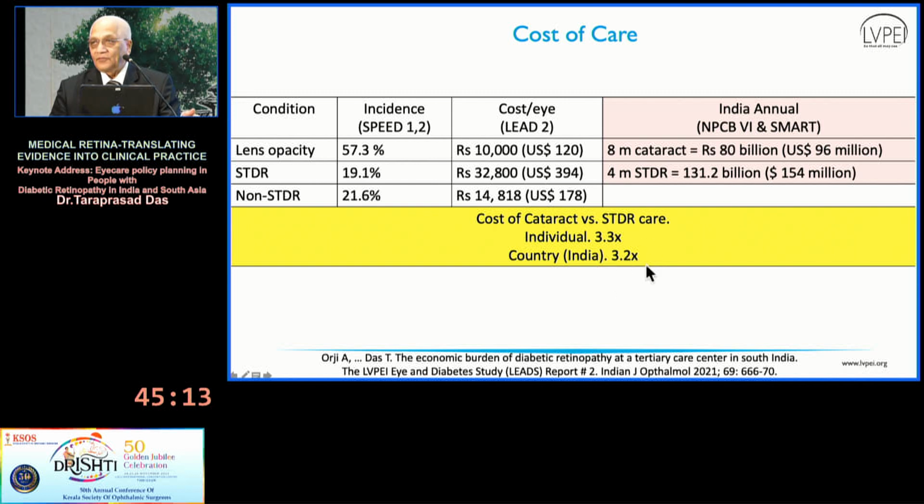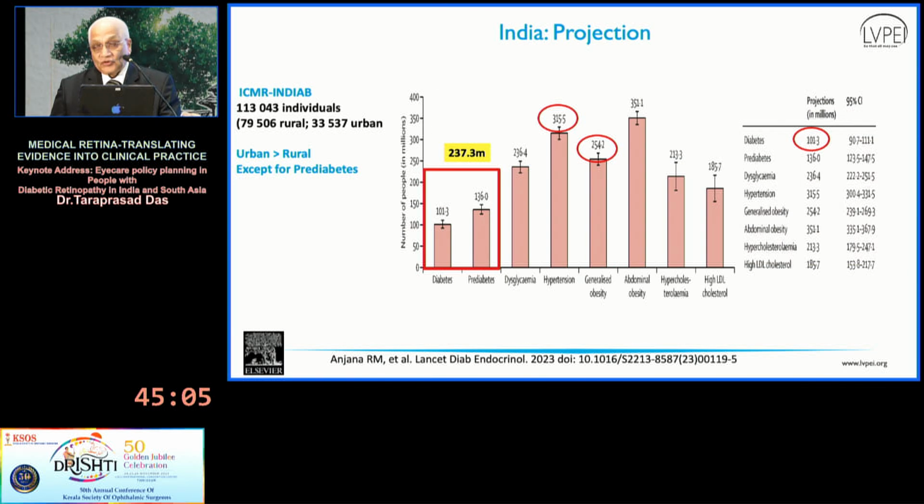And then the cost for an individual is three times, for the country-wide three times more expensive than doing a cataract surgery. So where we are today, we projected that the IDF says that 74 million people have diabetes in India. But a recent paper published in July by one group from Madras says that actually 101 million people of India have diabetes, but along with the undiagnosed or pre-diabetics, there are 237 million, and importantly, 315 million have got hypertension, and obesity is 254.